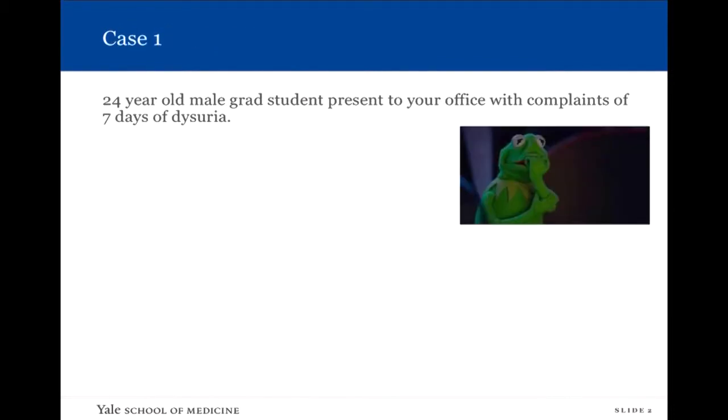So we'll start with a case, and we have 3 cases today. This is a 24-year-old male graduate student presenting to your office with complaints of 7 days of terminal dysuria. So it's really irritating him right when he starts his urine, and he's looking as worried as Kermit the Frog there.